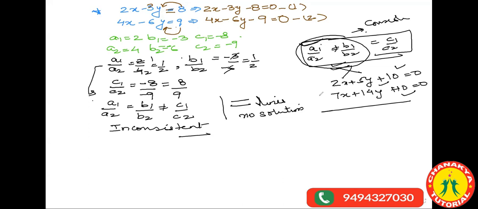Now have all written? Yes, ma'am. So children, your today's homework is that you have to revise all three conditions, and two questions I will give you for checking whether the system is consistent or inconsistent. Just do both the questions. Okay, beta? Okay, ma'am. Thank you, children. Thank you, ma'am.